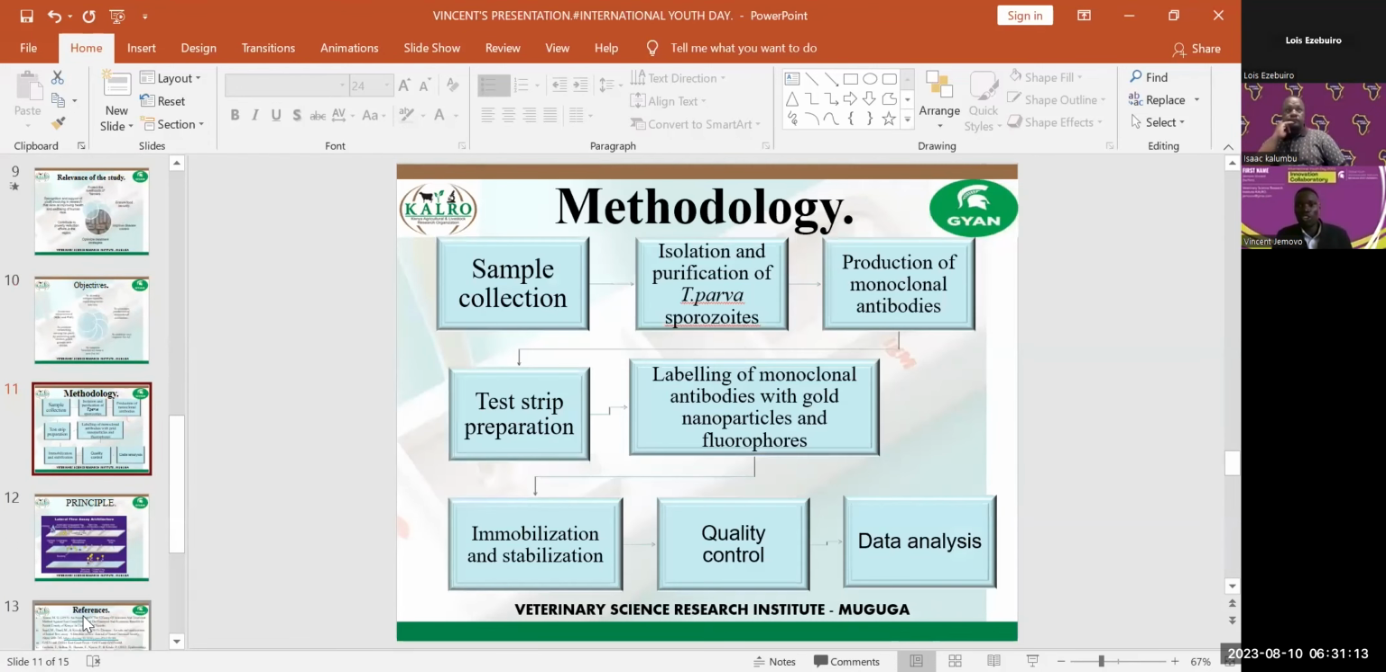Methodology of this research study. This is just a summarized methodology. Number one, we will begin with sample collection, isolation and purification of the T. parva sporozoites, production of monoclonal antibodies, test strip preparation, labeling of monoclonal antibodies with gold nanoparticles and fluorophores, immobilization and stabilization, quality control, and finally, data analysis.